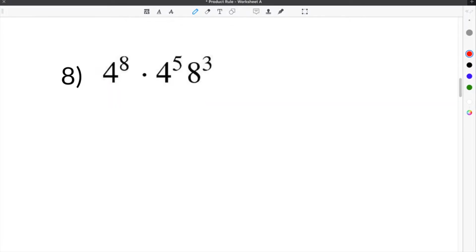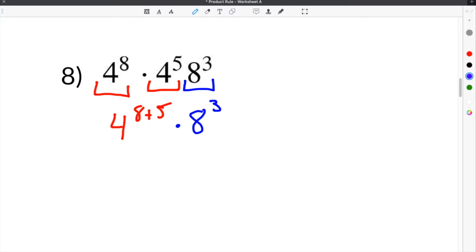So our next example gives us 4 to the 8th times 4 to the 5th times 8 to the 3rd. Now we learned in our first example that our shortcut can be just to add the exponents. So we're going to take the 4's and add the exponents together, and then we're going to take the base of 8 and rewrite it underneath. Now the reason we don't write the two together is because the bases are different.